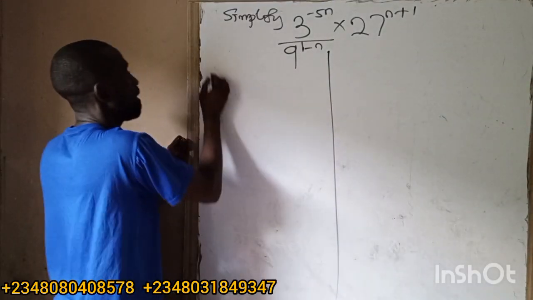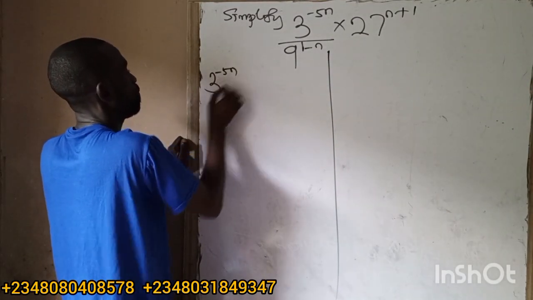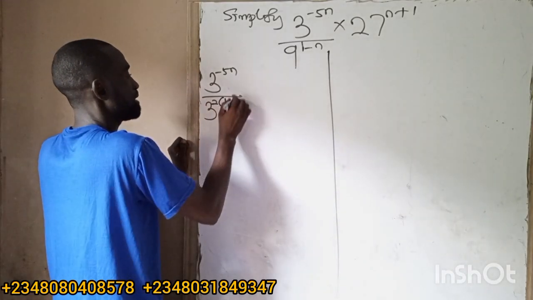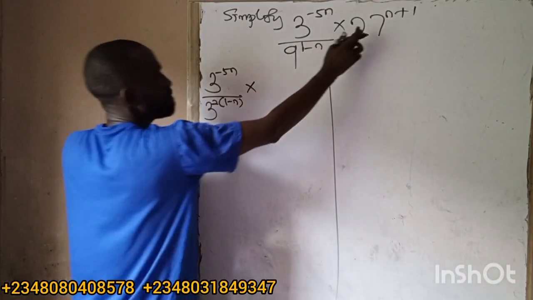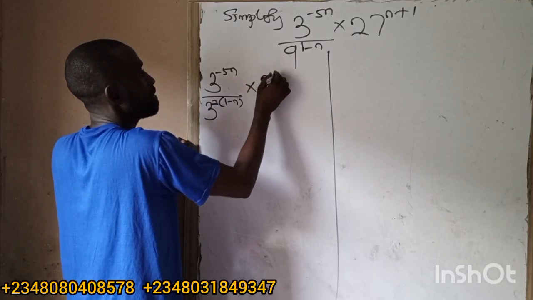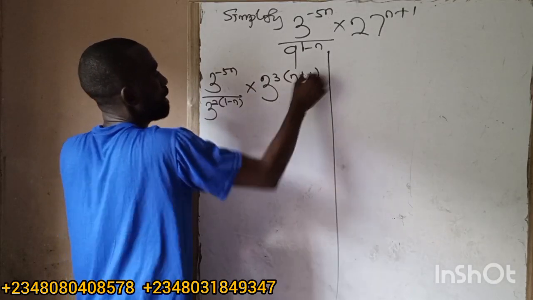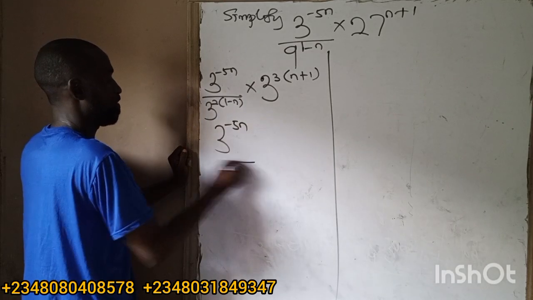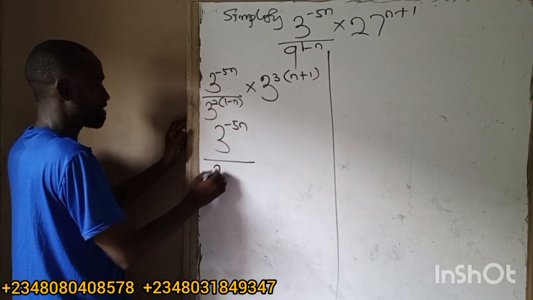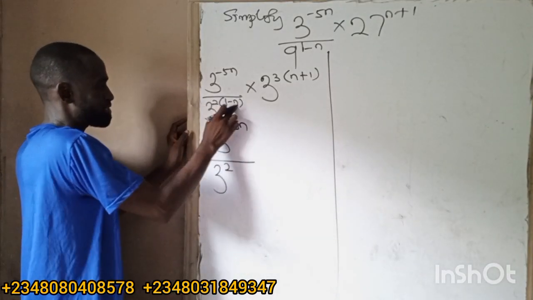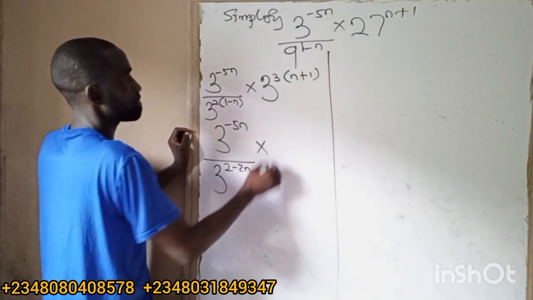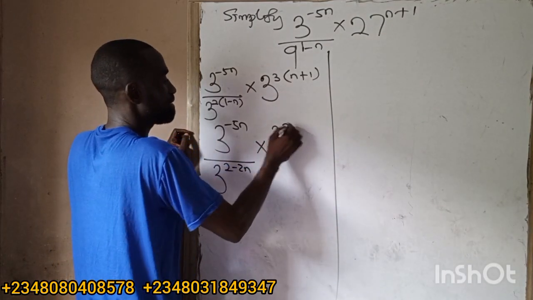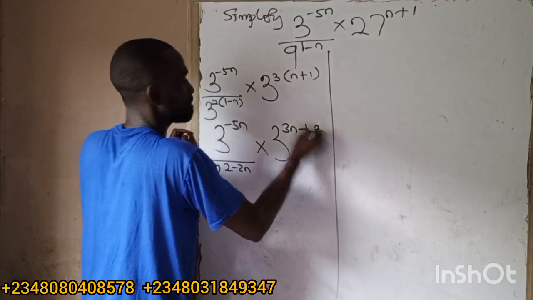So I'll have the first one, 3 raised to power minus 5n all over. This 9 is 3 raised to power 2 bracket 1 minus n. Then times 27 is 3 raised to the power of 3 bracket n plus 1. So I'm still having 3 raised to power minus 5n all over, 2 times 1 is 2, so I have 3 raised to power 2, 2 times minus n is minus 2n. Then times 3 raised to power 3 times this, which is 3n plus 3 times 1, we have 3.